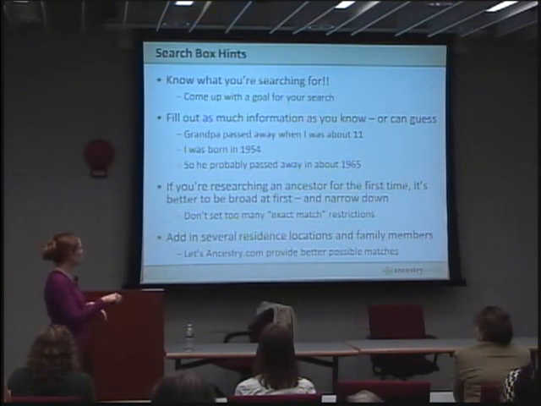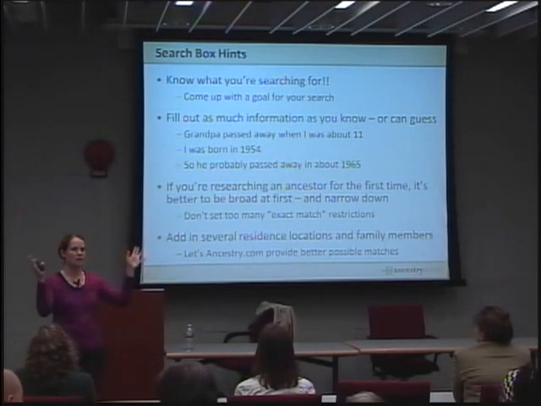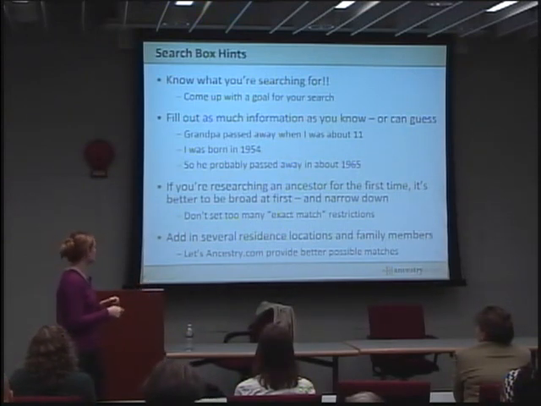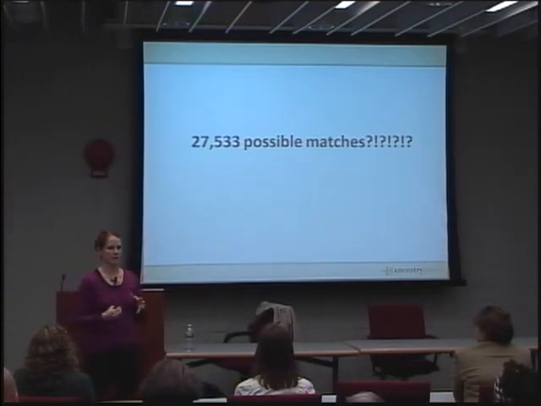If you're searching for an ancestor for the first time, it's better to be broad at first and then narrow it down. We're going to talk about exact matches a little bit later on, but I suggest that if you're just doing a search on an ancestor for the first time, you be very broad and then narrow down. Okay, so you click search and you get 27,000 possible matches or more. Maybe you get 500,000 matches.